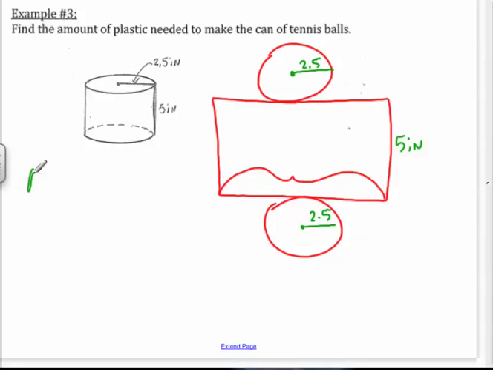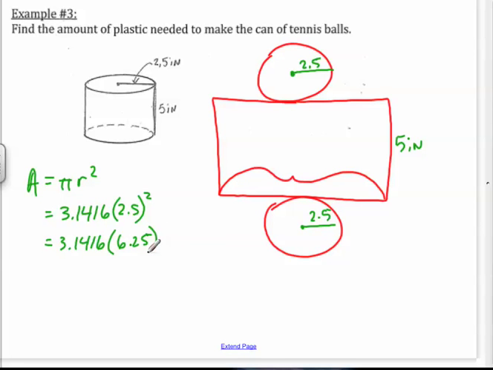Well, I know that the area of a circle is equal to pi r squared. So in this case, it's going to be 3.1416 times 2.5 squared. Okay? Now I'm going to get my trusty calculator. I'm going to square 2.5. And I should get 6.25, I think. Right? So I'm going to get 3.1416 times 6.25. And that's going to give me 19.635. Now that's what one of the circles equals.